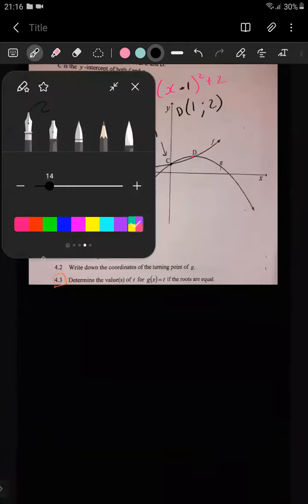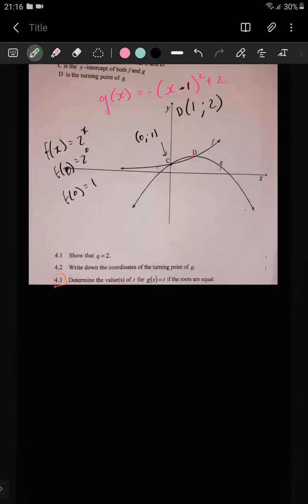But with 4.3 rather, I'm not sure what the mark allocation is. I got this image a while ago actually. But I mean, this could easily be a 3-mark question. And here's the reason. It says determine the values of t for which g of x is equal to t, if the roots are equal. Okay, so we need to determine the values of t for this equation if the roots are equal.